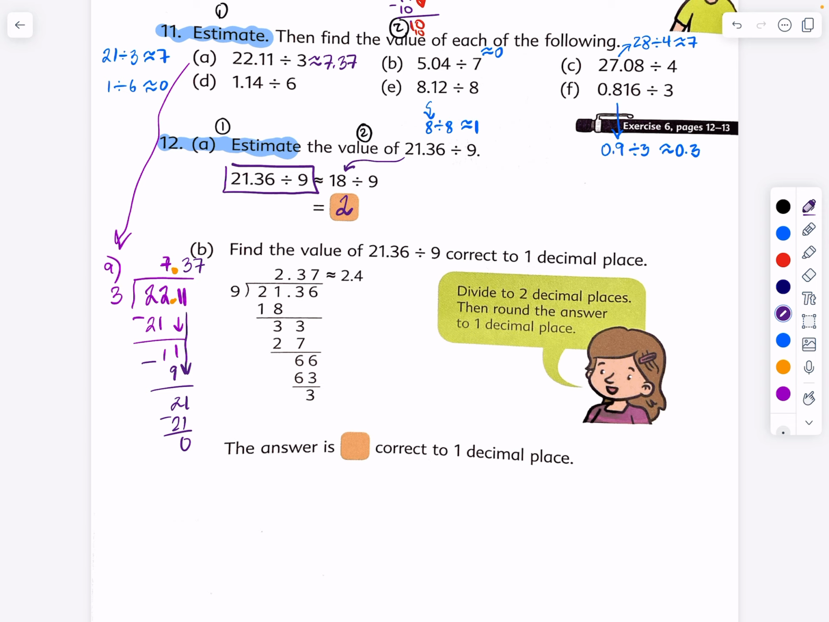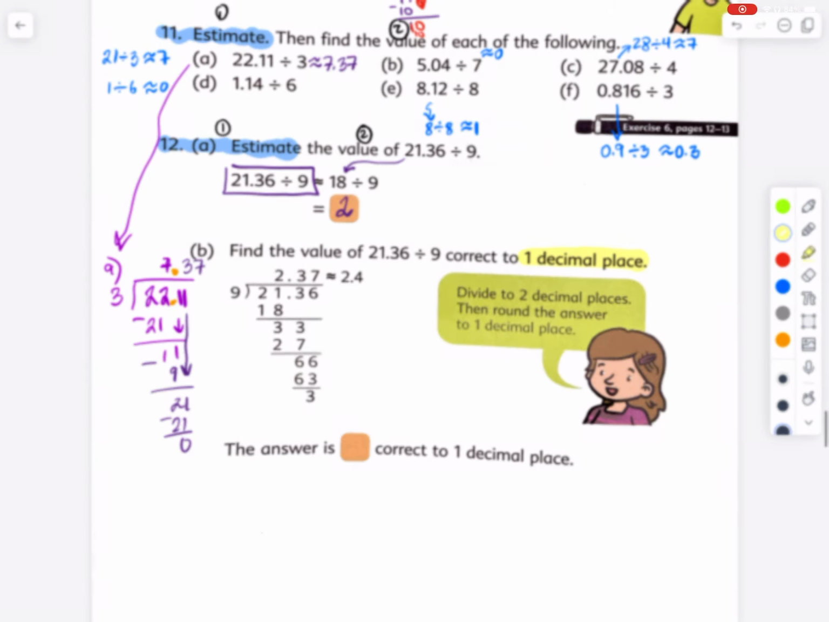And how to divide correct to a specific number of decimal places we will cover in the next lesson. I hope you find this video helpful.